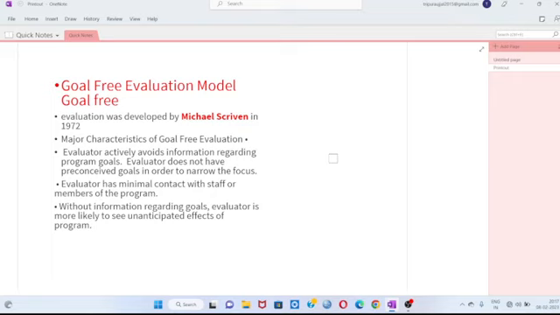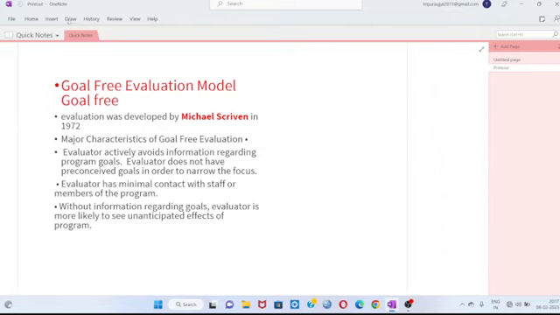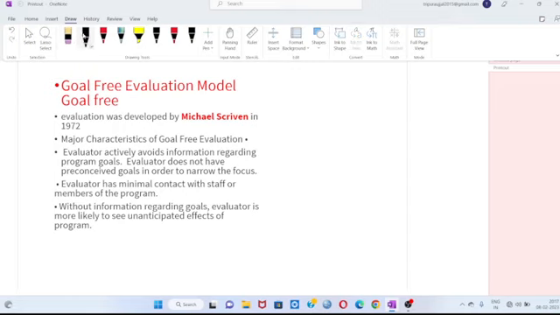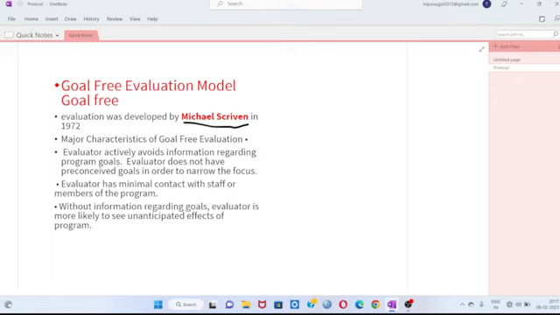Suppose there is a football match. So what is their target? The main goal is to kick the ball inside the box. This is the goal. But here it is totally opposite. In this goal-free theory, there is no such target. There is no goal. So this is goal free. This theory was developed by Michael Scriven.